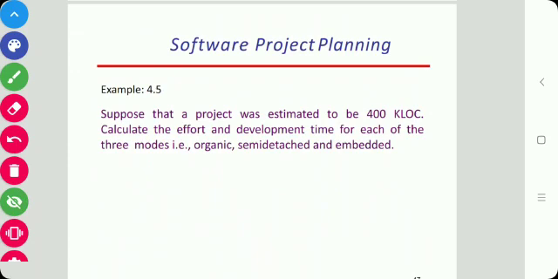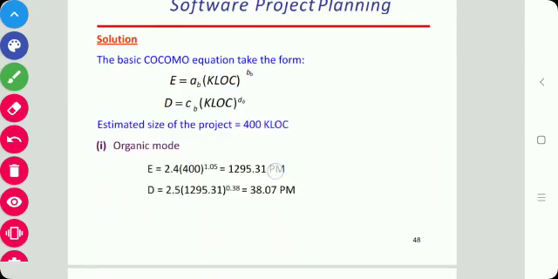Suppose that a project was estimated to be 400 KLOC. Calculate the effort and development time for each of the three modes, that is organic, semi-detached and embedded. So here we are given 400 KLOC. As we know, the basic COCOMO model equations are E = AB (KLOC)^BB and D = CB (E)^DB, and the estimated size of the project is 400 KLOC.